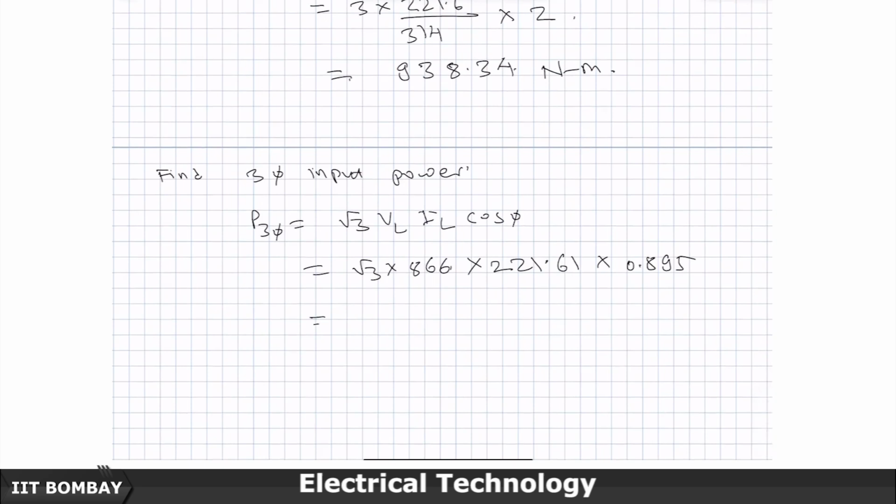So, let us calculate this. This is going to be 1.732 into 866 into 221.61 into 0.895, and then I am going to divide it by 1000, and that will give me 297.493 kilowatts.